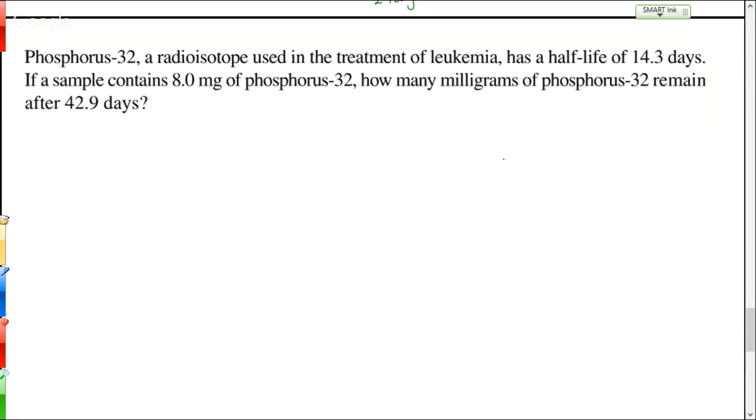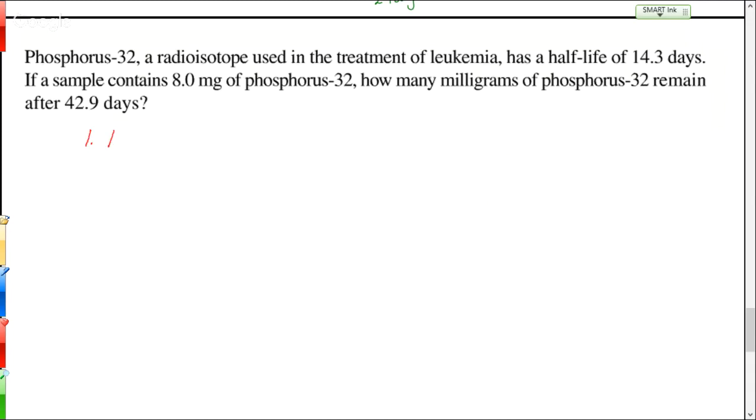So phosphorus-32, a radioisotope used in the treatment of leukemia, has a half-life of 14.3 days. If you have 8 milligrams of phosphorus-32, how many milligrams of phosphorus-32 remain after 42.9 days? So to figure this out, we have to figure out how many half-lives that 42.9 days is, and then cut it in half that many times.